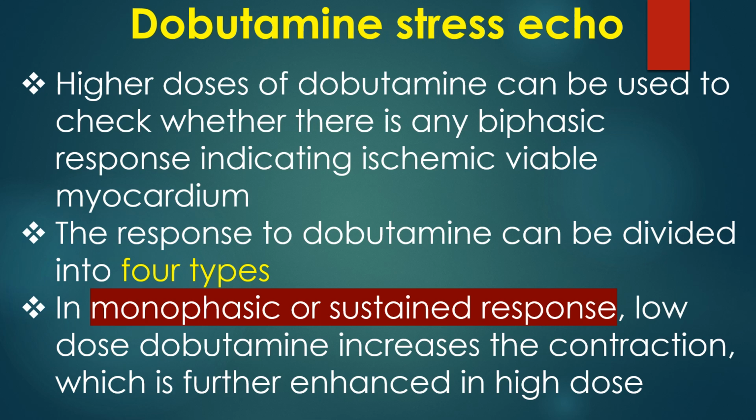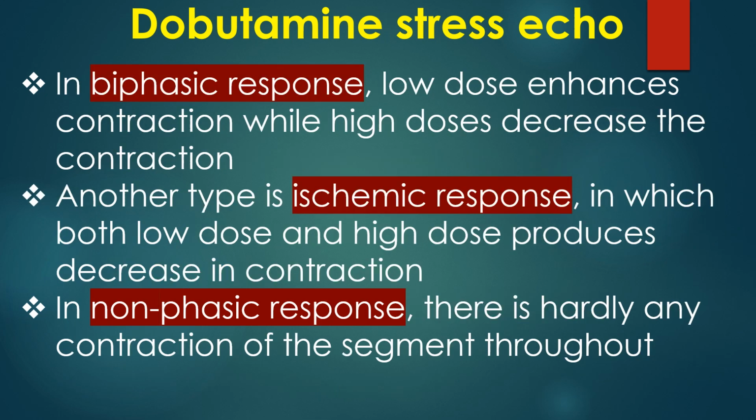In monophasic or sustained response, low-dose dobutamine increases the contraction, which is further enhanced in high dose. In biphasic response, low dose enhances contraction while high doses decrease the contraction. Another type is ischemic response, in which both low dose and high dose produce a decrease in contraction. In non-phasic response, there is hardly any contraction of the segment throughout.